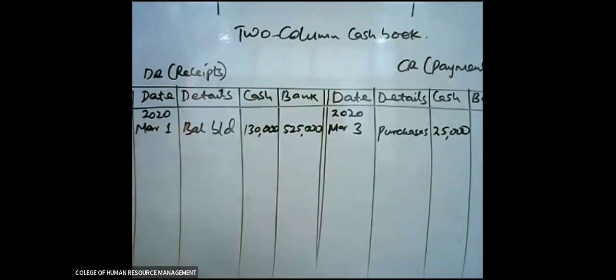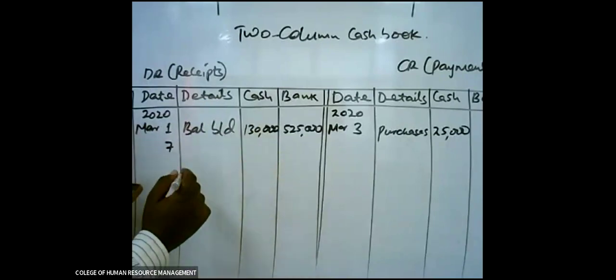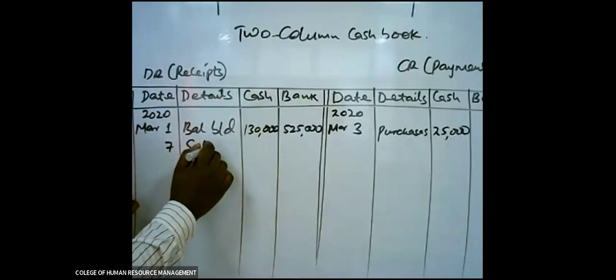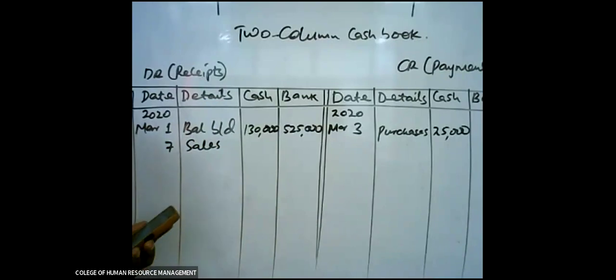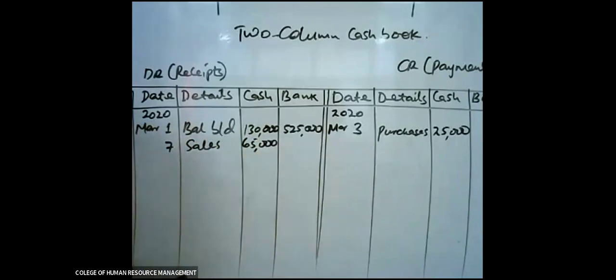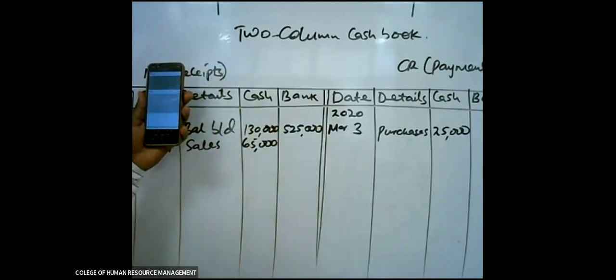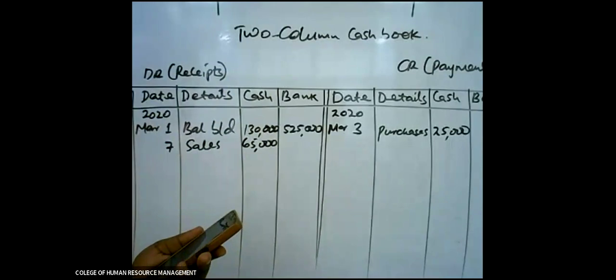Sold goods by cash, that is on the 7th. When you sell, you receive. So it is a receipt in cash or check. And when you sell goods, you normally refer to them as sales. How much was received? 65,000 in cash. So you debit cash. It is a receipt in cash, debit side, cash column.